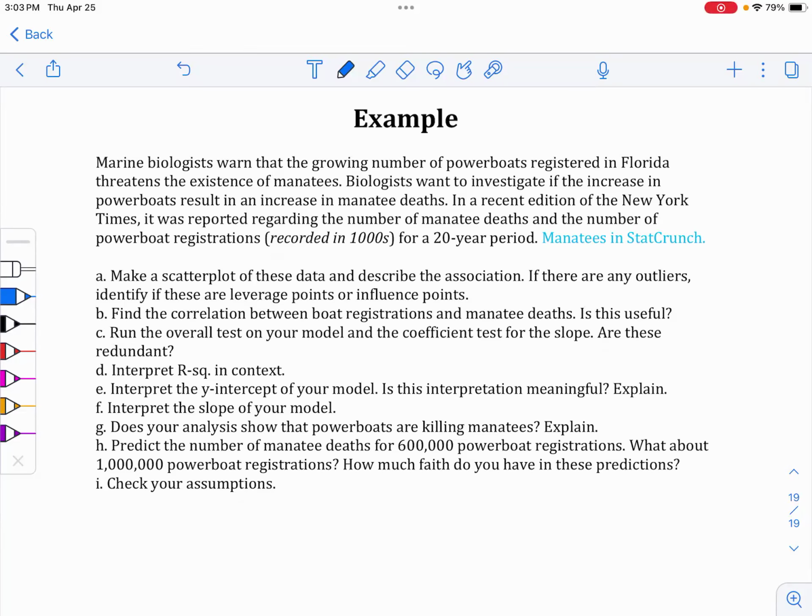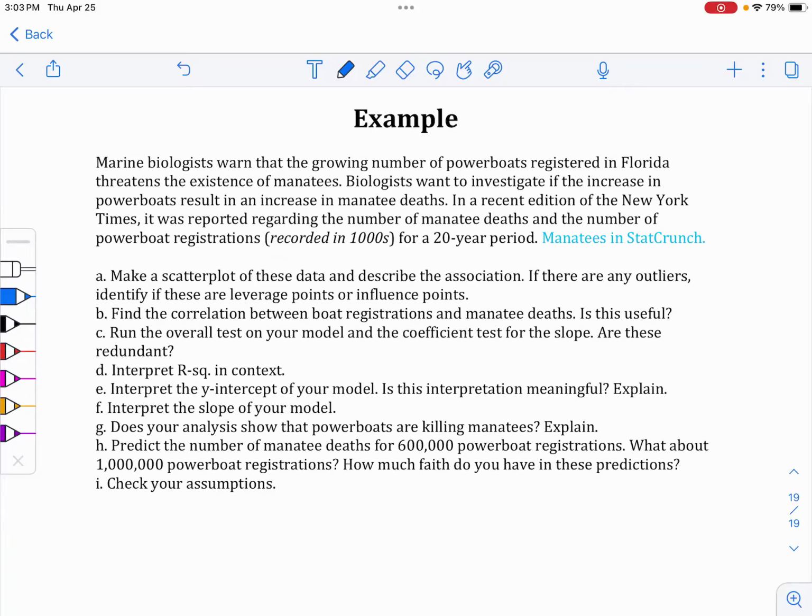All right, let's look at another example. Marine biologists warn that the growing number of powerboats registered in Florida threatens the existence of manatees. Biologists want to investigate if the increase in powerboats results in an increase in manatee deaths. In a recent edition of the New York Times, it was reported regarding the number of manatee deaths and the number of powerboat registrations recorded in thousands for a 20-year period.